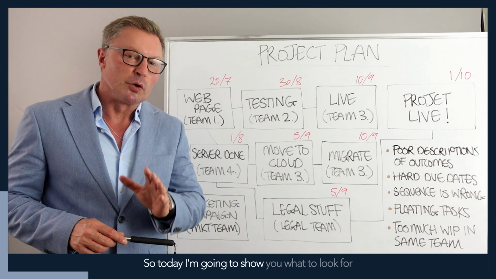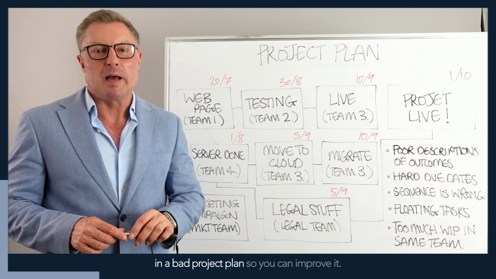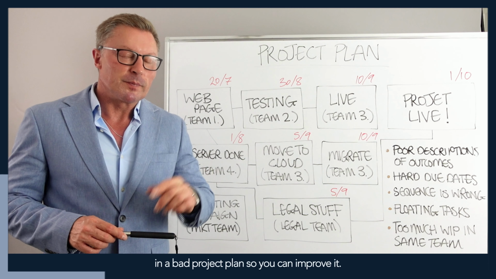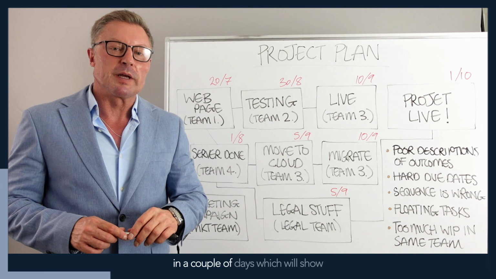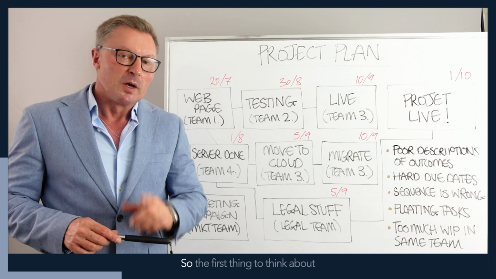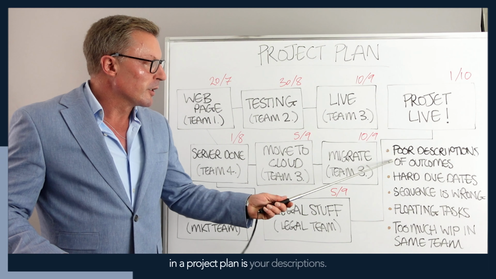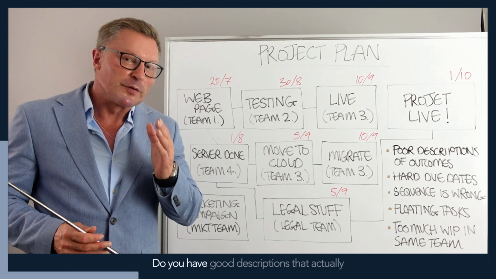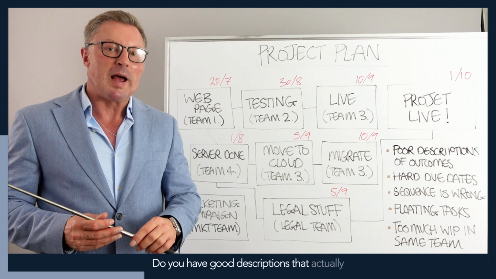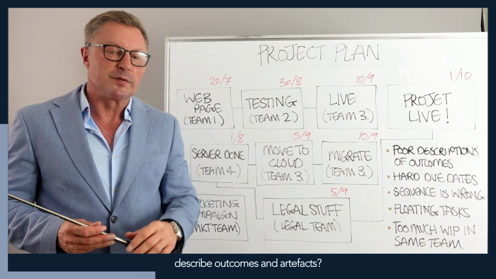So today I'm going to show you what to look for in a bad project plan so you can improve it, and then I'm going to do another video in a couple of days which will show you what a good plan looks like. So the first thing to think about in a project plan is your descriptions. Do you have good descriptions that actually describe outcomes and artifacts?